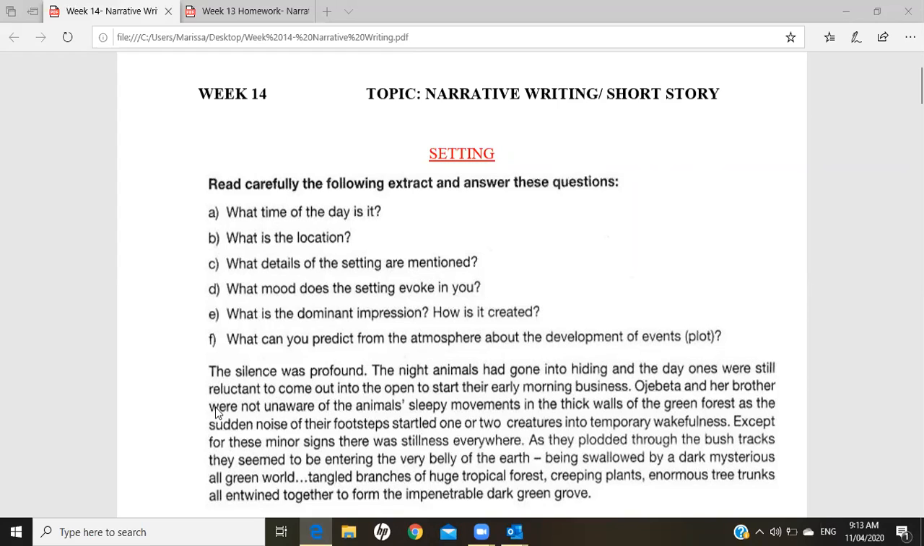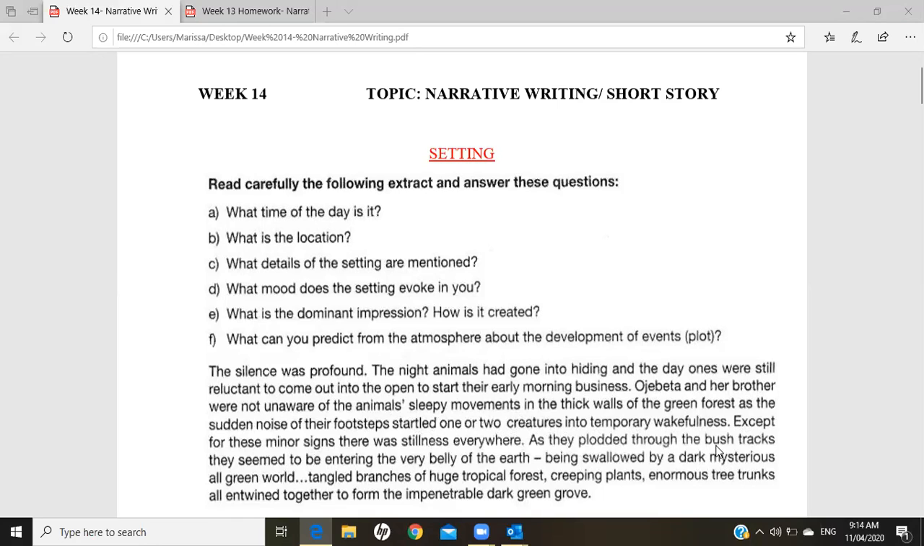The silence was profound. The night animals had gone into hiding, and the day ones were still reluctant to come out into the open to start their early morning business. Ojibeta and her brother were not unaware of the animals' sleepy movements in the thick walls of the green forest, as the sudden noise of their footsteps startled one or two creatures into temporary wakefulness. Except for these minor signs, there was stillness everywhere.